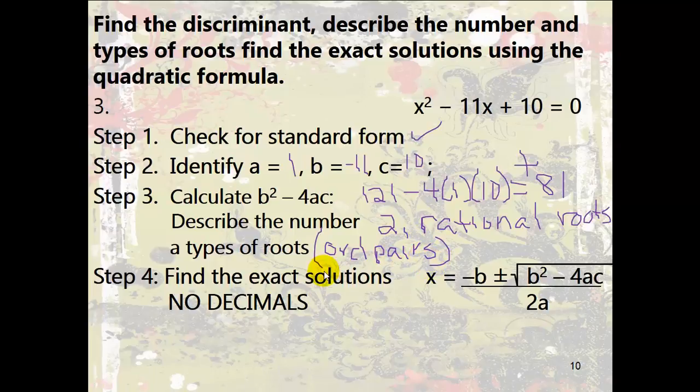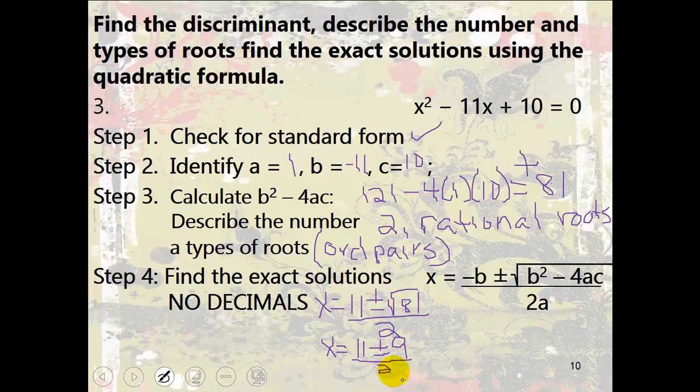I'm going to find the exact solutions. I'm going to use the fact that I've already calculated b squared minus 4ac, which is positive 81. So I get x equals 11 plus or minus the square root of 81 over 2. All right, the square root of 81 is 9, so I get x equals 11 plus or minus 9 over 2.